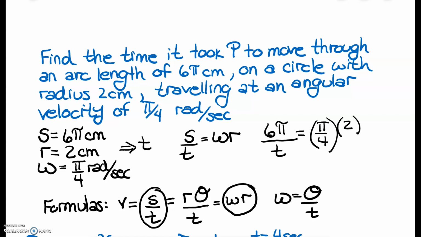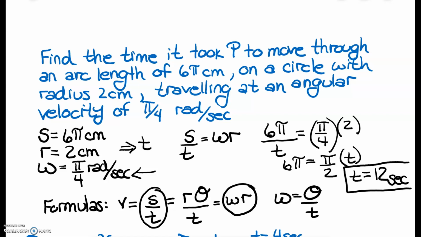When we multiply both sides by t and simplify, we get 6 pi equals pi over 2 times t. When we solve for t, we get t equals 12, and because our angular speed was measured in seconds, our time will be measured in seconds.